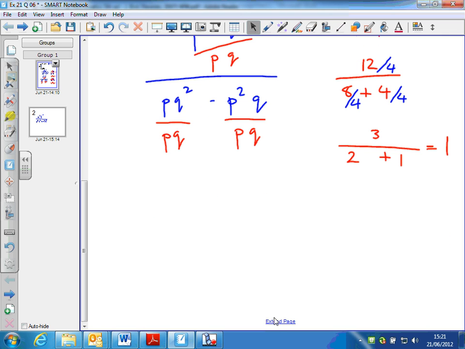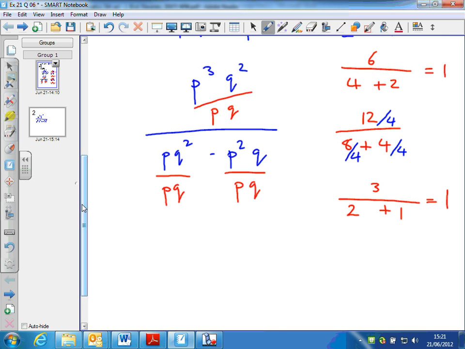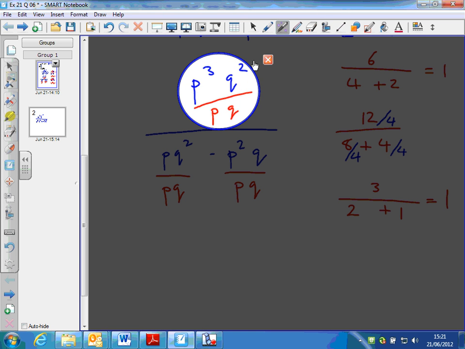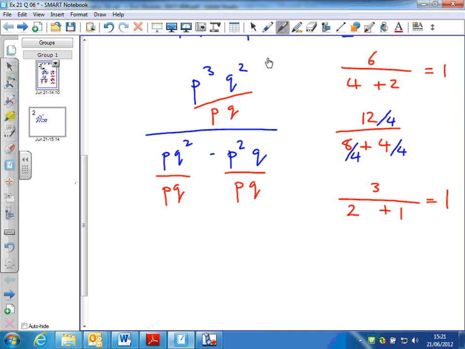So now, looking at the top term, p cubed divided by p is the same as p to the 3 minus 1, which is p squared. q squared divided by q is the same as q to the 2 minus 1, which is q to the power 1, or just q. So we end up with this equals p squared q.